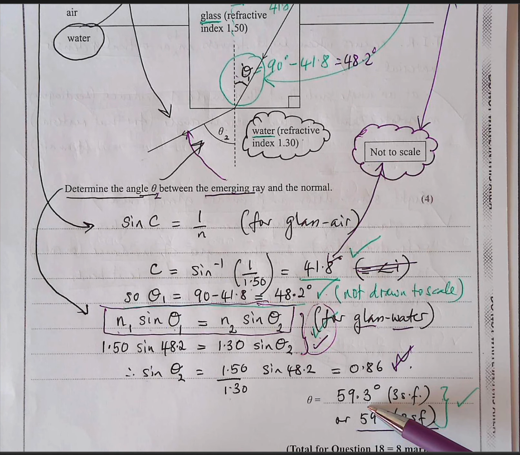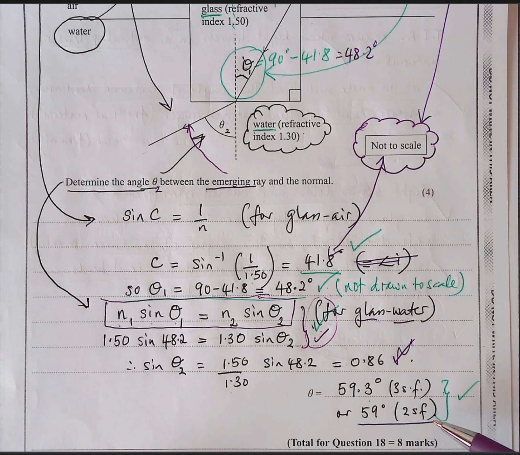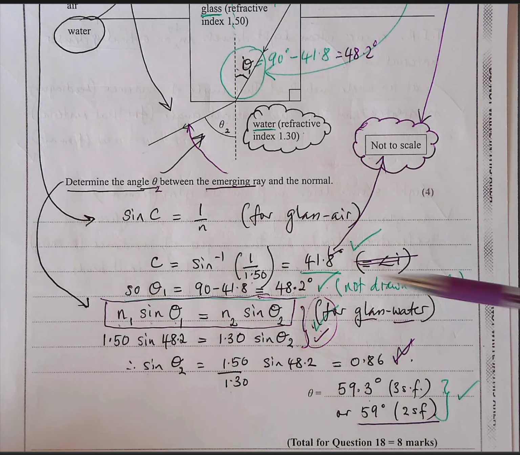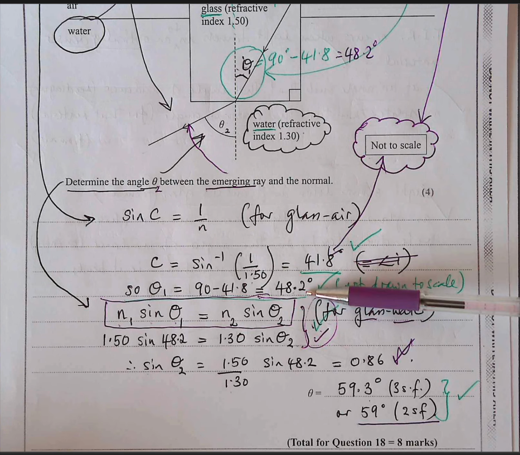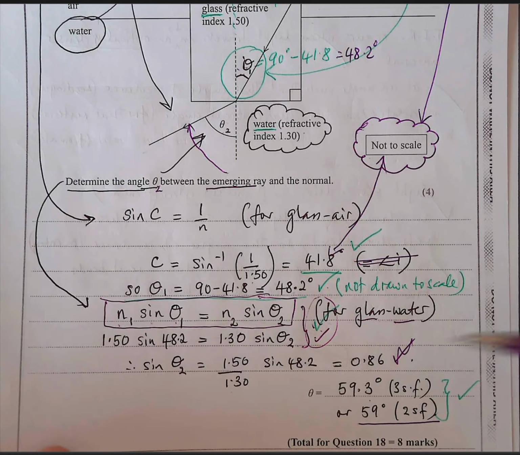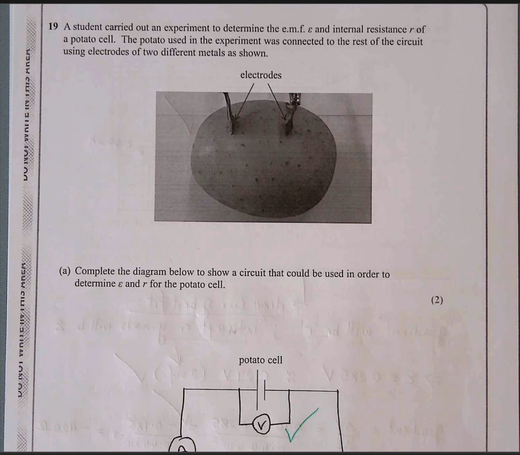So you can keep it to 3 significant figures, or to 2 significant figures should be sufficient as well. So I've done it for both. And you can do that in the exam to hedge your bets as to what the examiner's looking for. But since we worked out the critical angle was 41.8 and we did 48.2, then there's no reason why you can't stay to 3 significant figures for question 18. So that's the summary of what we did in question 18.